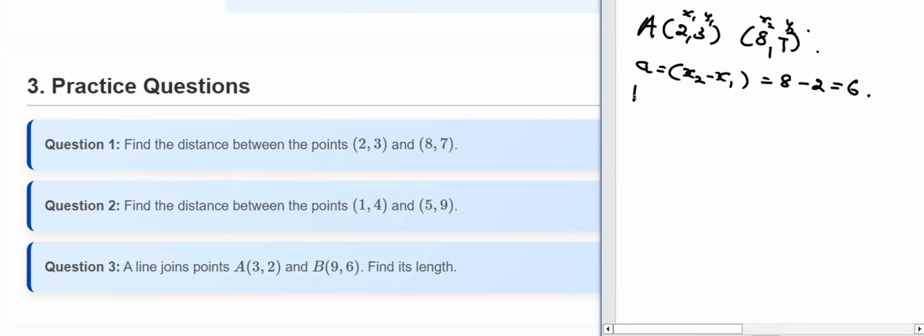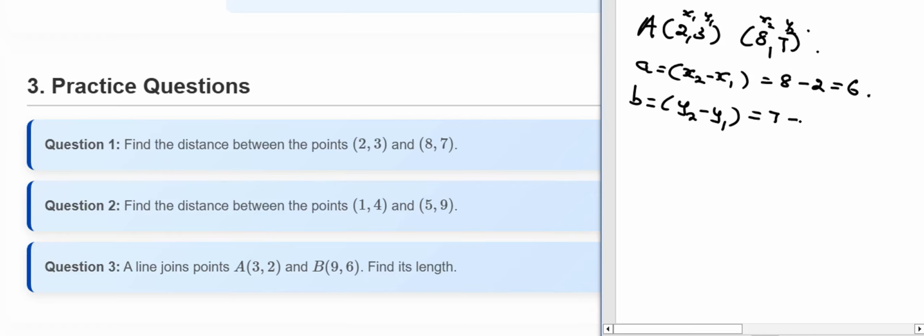Then B is y2 minus y1, which is, what is y2? Y2 is 7 minus y1, which is 3. So the answer becomes 4. And then from our logic of Pythagoras theorem, C is equal to the square root of a squared plus b squared.